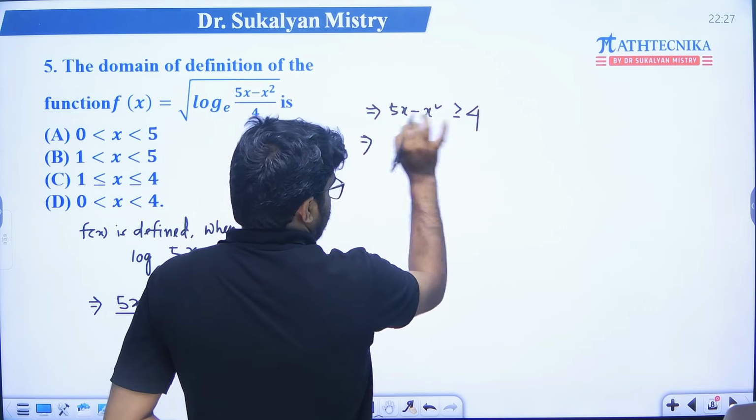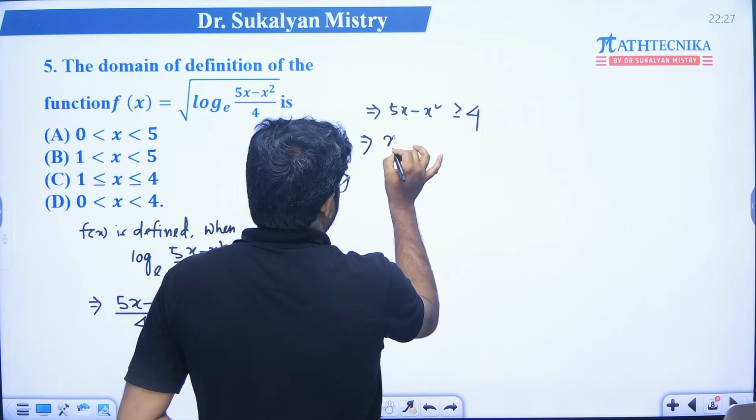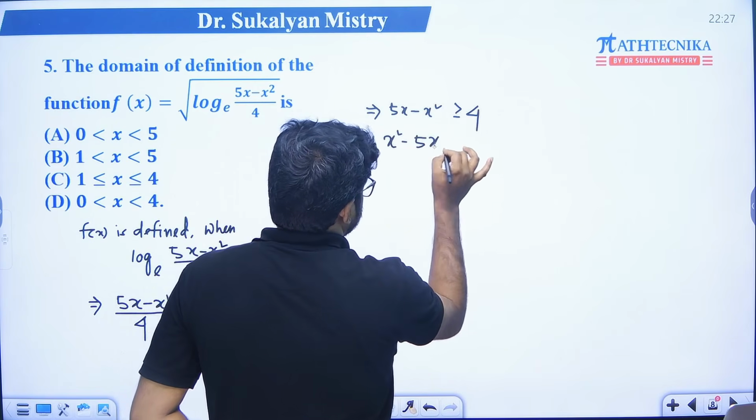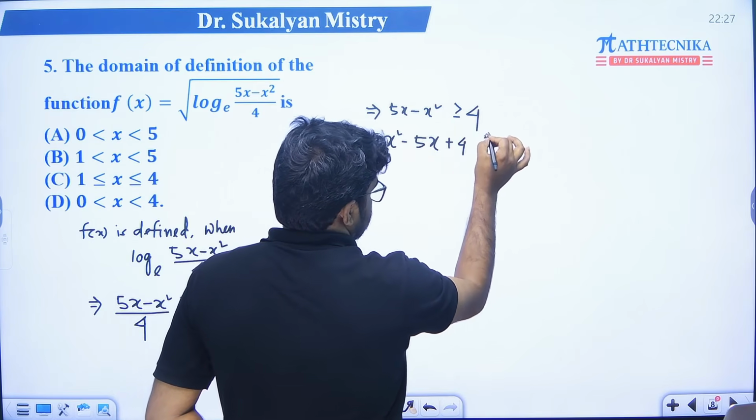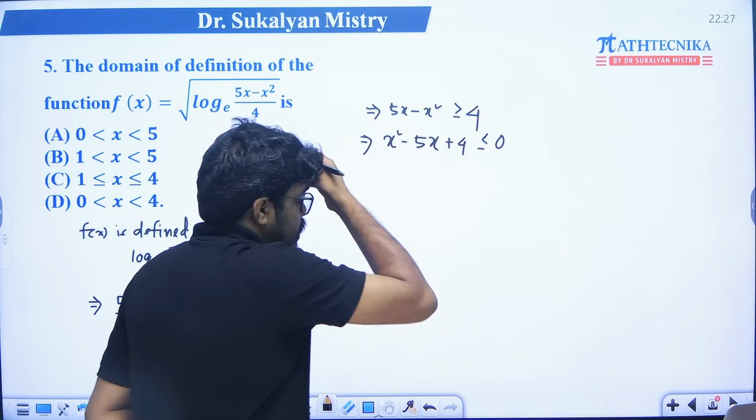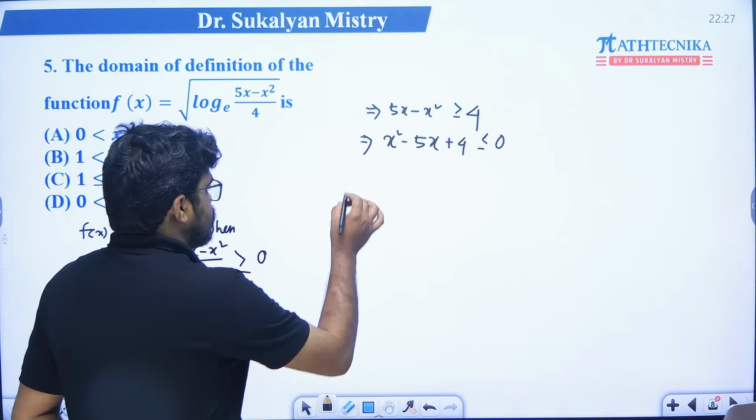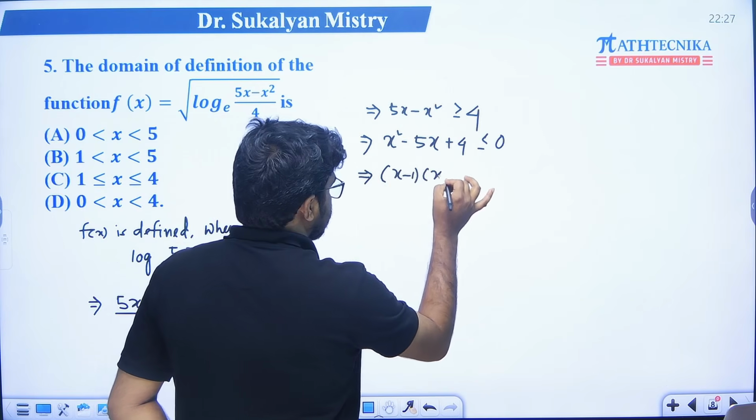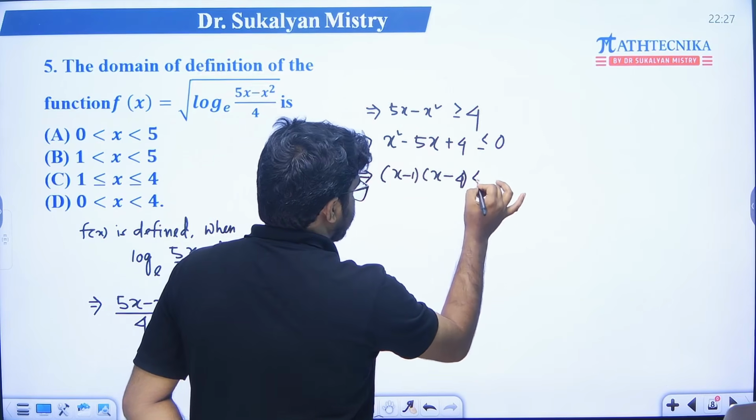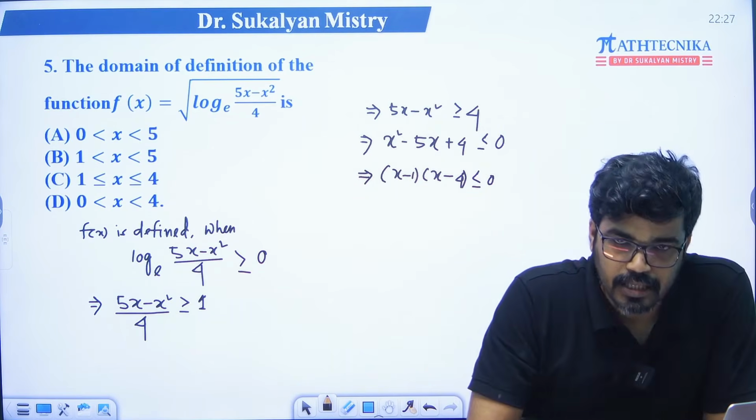Now multiply by the minus sign, that is x square minus 5x minus 4, so this is plus 4. So this is less than or equal to 0. When we multiply with a minus sign, the inequality side will change, right? So if we factorize this, we get x minus 1 into x minus 4. So the product of these two factors is less than or equal to 0.